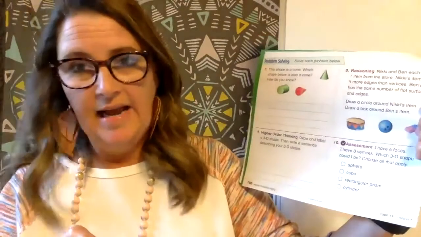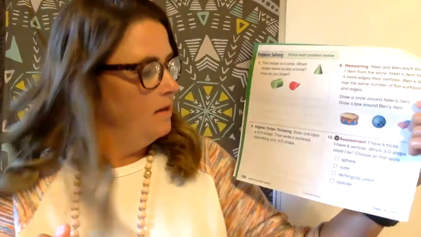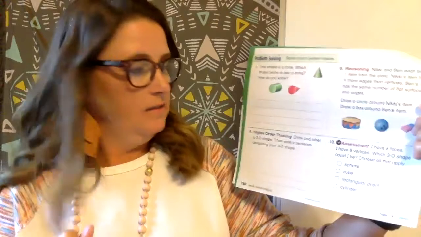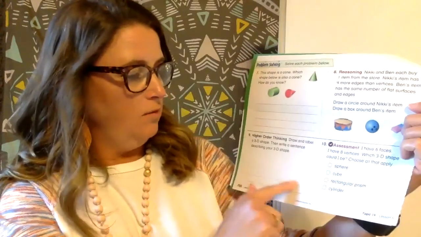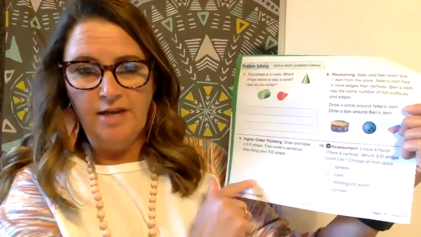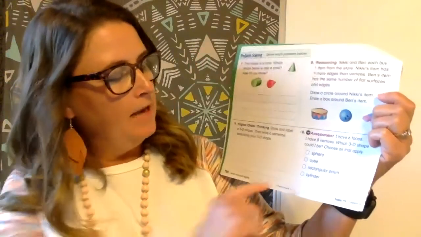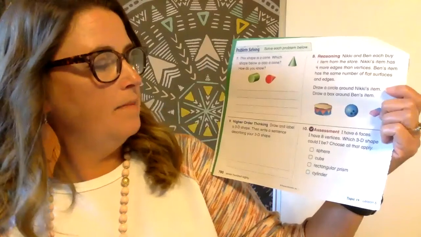And a sphere doesn't have edges, faces, or vertices. So you can't label it. So you're going to draw a 3D shape, and you're going to label it with those things. Faces, edges, vertices. Then I want you to write a sentence describing your 3D shape. That means you'll take those labels that you put on there and write a complete sentence that includes those labels. And your last one, number 10, it's an assessment question.